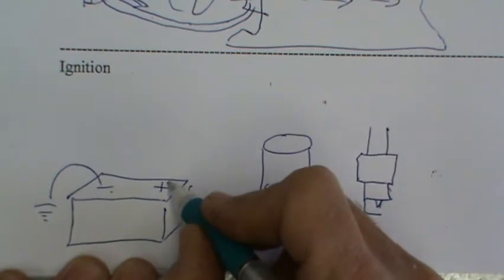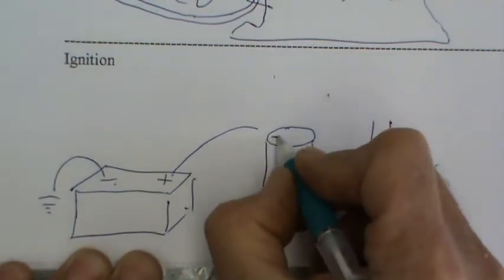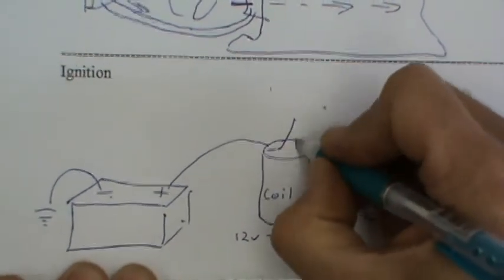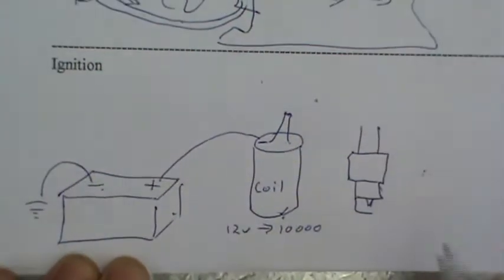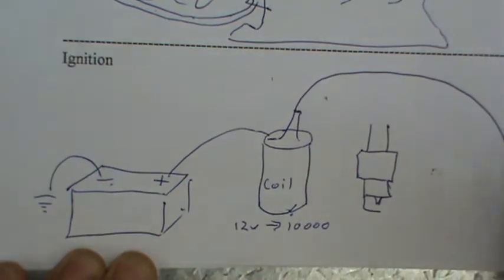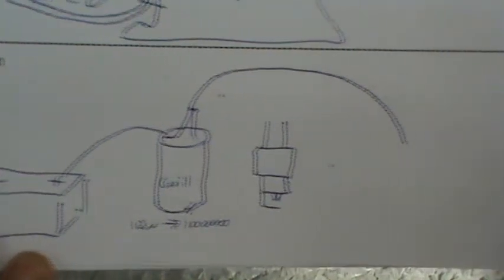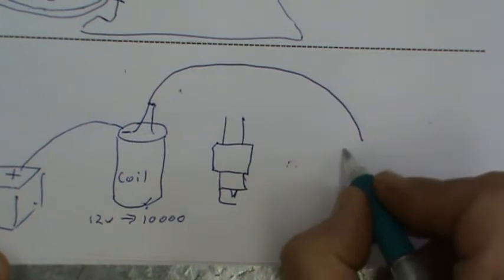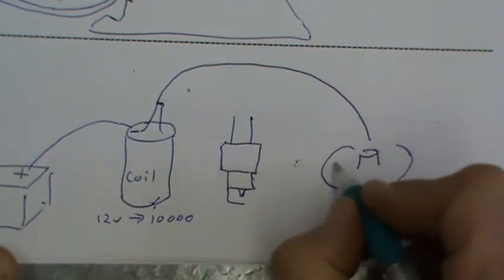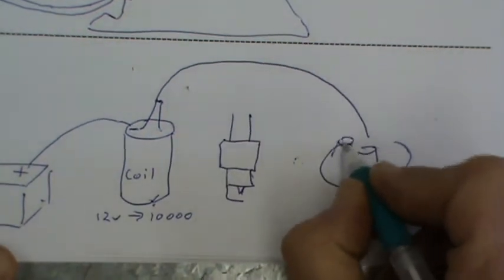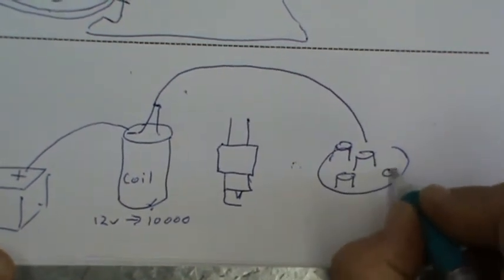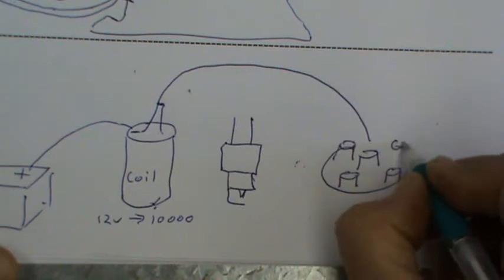So we have positive, and that goes to the negative side of the coil. Seems the opposite of what you'd normally do. Top of the coil, we've got a high tension lead which goes to our distributor. So it goes to the center of our distributor, and let's just make it a 4-cylinder just to be easier. So we've got 4 terminals coming out of the distributor.